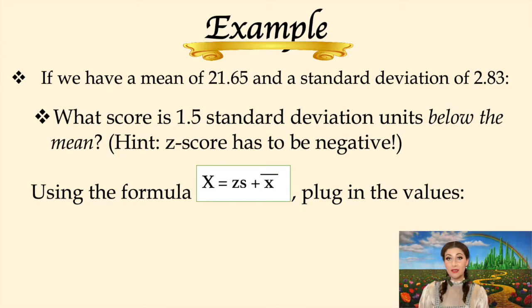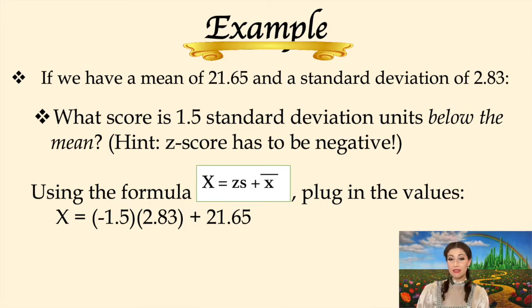So using our formula, x equals zs plus x bar, all we have to do is plug in the values. Negative 1.5 represents the z-score that was given to us in the question. So the words, what score is 1.5 standard deviation units below the mean, is another way of saying z-score of negative 1.5. So we put negative 1.5 into the place of z. We multiply it by 2.83, which is our standard deviation, and lastly we add the mean. So ultimately we are left with a raw score of 17.41.